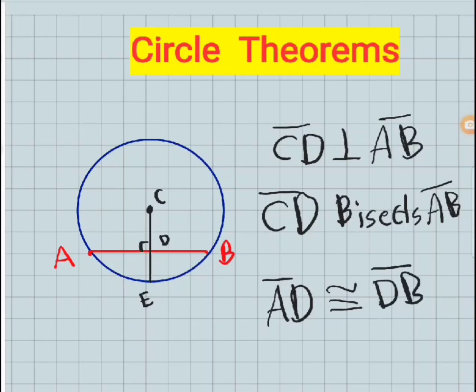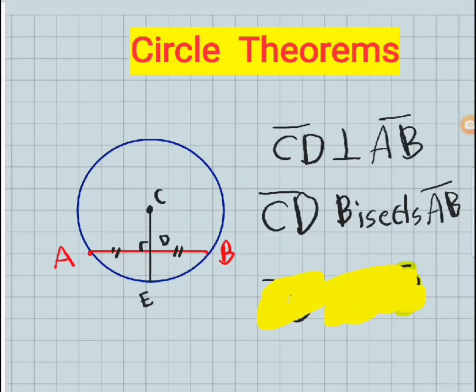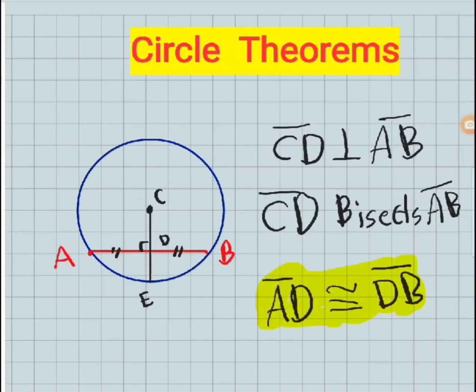So anytime that you draw the radius of a circle in such a way that it's perpendicular to a chord, then the radius bisects the chord into two congruent parts. And a point of contact represents the midpoint of that chord.